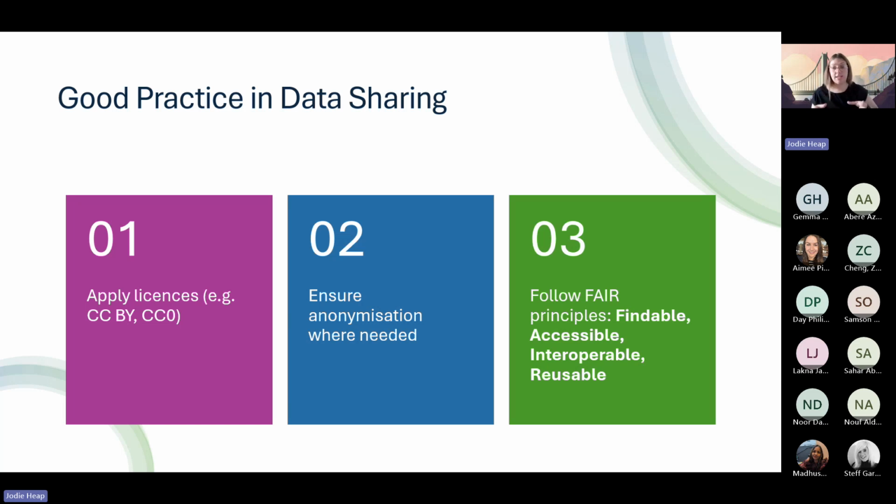So can I find the metadata record? Is the file downloadable? Is it accessible? Is it presented in a file format that is interoperable? So again, is it in a CSV type file, or is it something that's super unique? And reusable comes back to that rights conversation. Do I have the right to reuse this information?